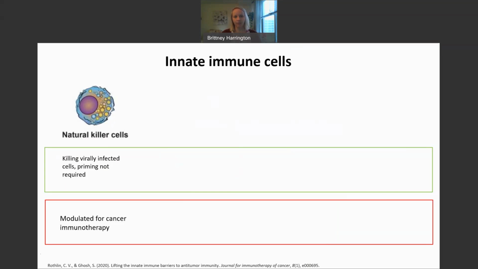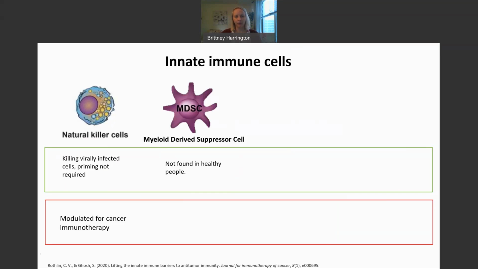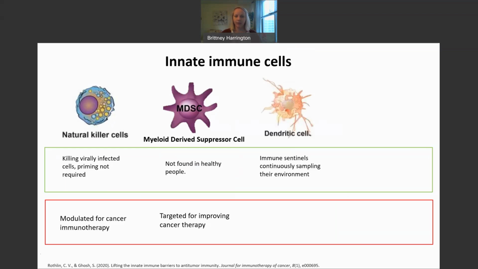in cancer immunotherapy. Myeloid-derived suppressor cells, MDSCs, these are not found in healthy people. There's not a known established role for these cells in normal function, and they are not able to be modulated by immunotherapy. They're a target for cancer therapy. Dendritic cells, they're immune sentinels. They're continuously sampling their environment to look for stressed cells or infectious pathogens. And these can be modulated for cancer therapy.